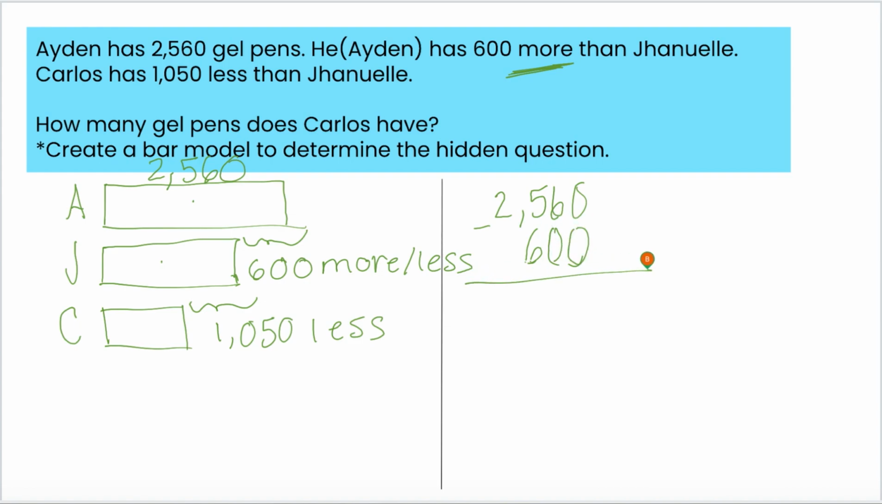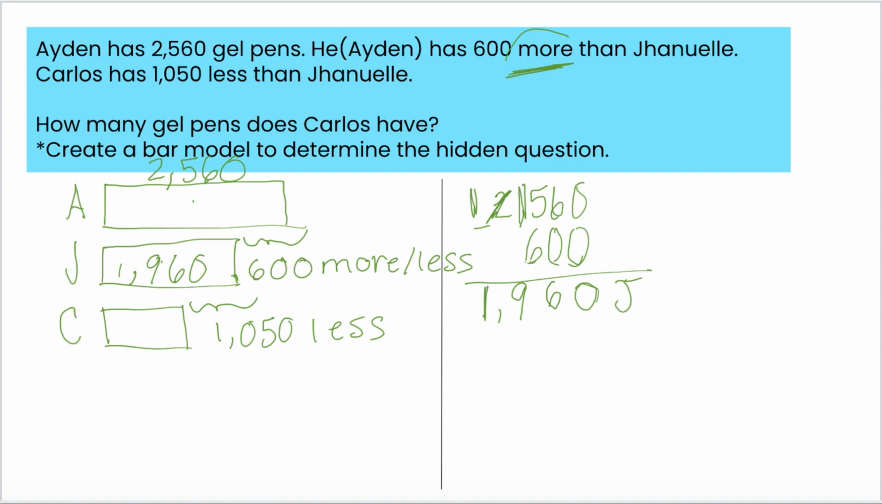Please keep that in mind. Sometimes we see this word more and we automatically think addition. That is not the case here. $1,960. That is the value for Januel's pens. All right, one value down.